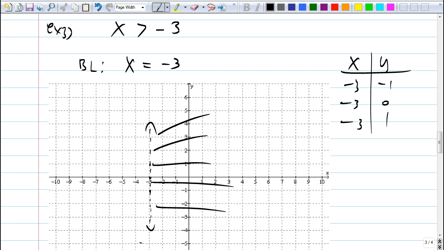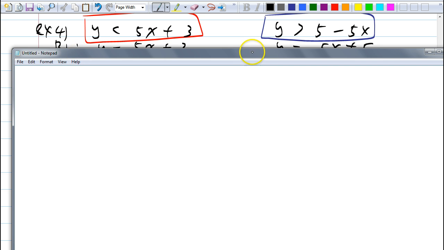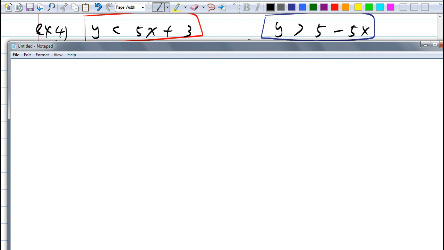Do you guys get the idea? You remember this? So I'll review. Are we good? Okay, let's do some systems. So we're not going to just have one inequality, we're going to have more than one. Let's graph systems of linear inequalities. Here's example 4. Let's see whether you remember how to do this.